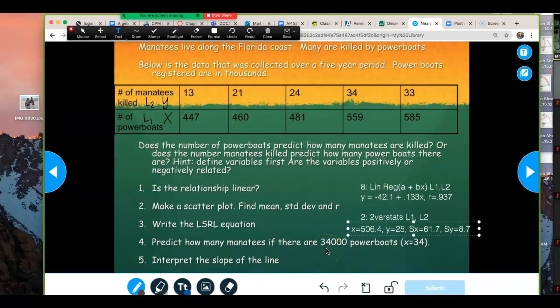So we don't want to extrapolate. If x is 34, we want to use a number that's inside the data set. We want to interpolate. So we want to take a number like 447 or 460 or 481 or 500, 520. Those numbers are inside the data set. So we want to interpolate numbers inside the data set. Predicting when x is 34,000, we're going to use the equation. The predicted value is negative 42.1 plus 0.133x.